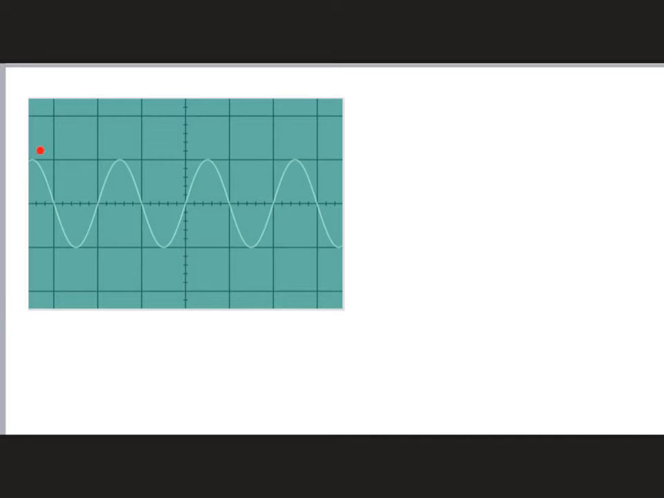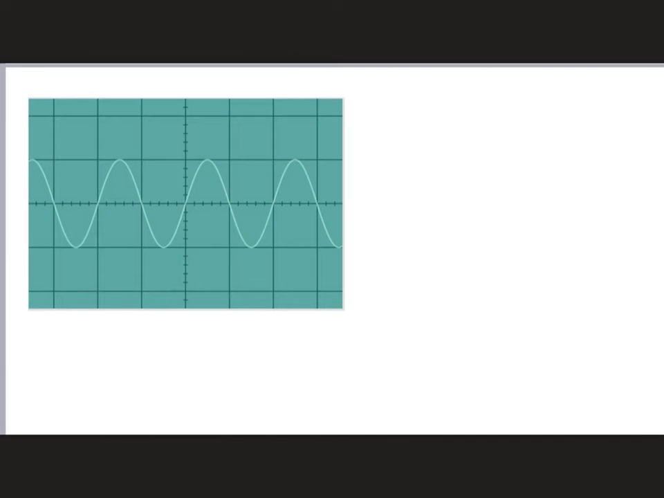So of course, this oscilloscope is measuring the voltage as a function of time. So in other words, if I pick a particular time, say right there, I can go up and I can read off what the voltage is at that instant in time.